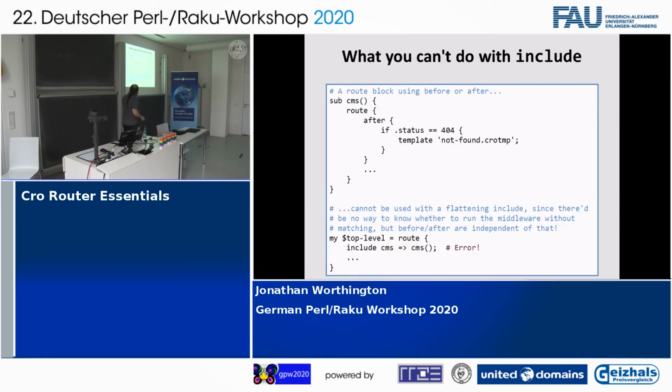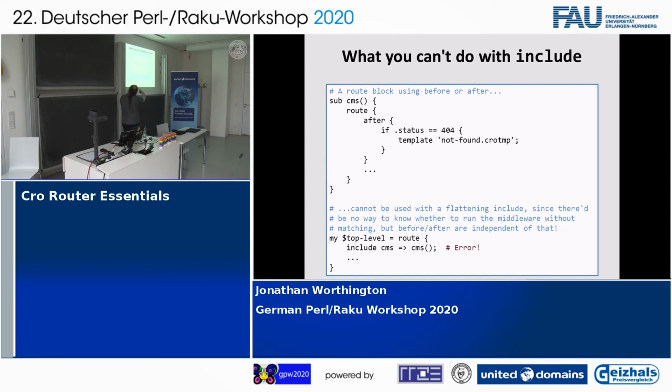One thing you can't do with include, though, is put after middleware in there. You could do after matched, you can do before matched, but you can't do before and after. And that is because it couldn't possibly know which things to apply the before and after middleware to until it has matched the route. But it can't match the route because before runs before you've matched the route. Does that make any sense at all? I have no idea. Anyway, this will complain if you try it, okay?